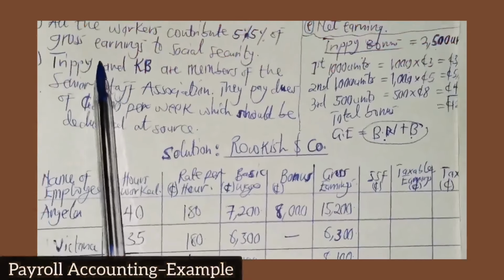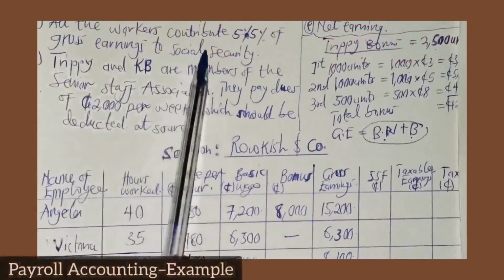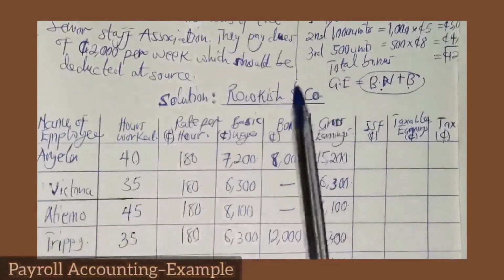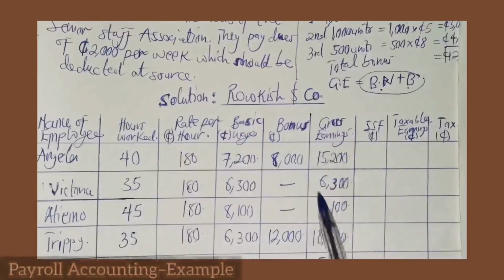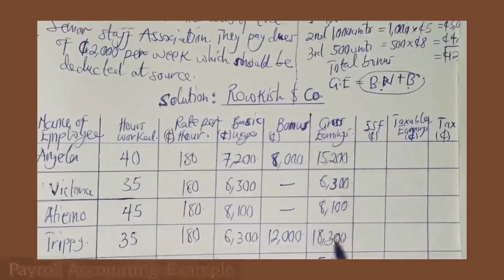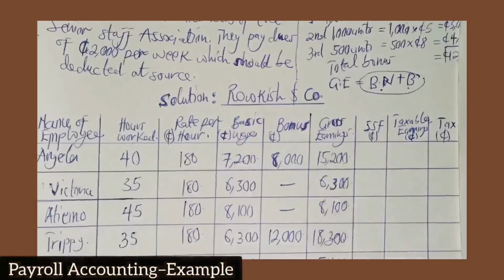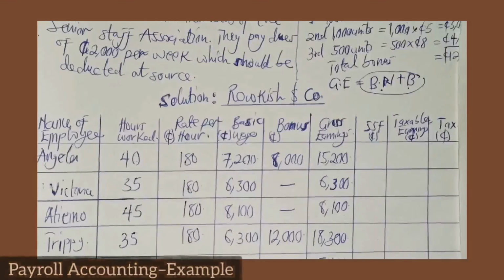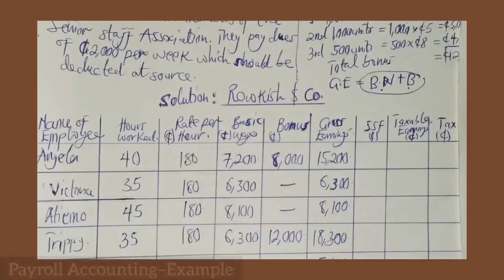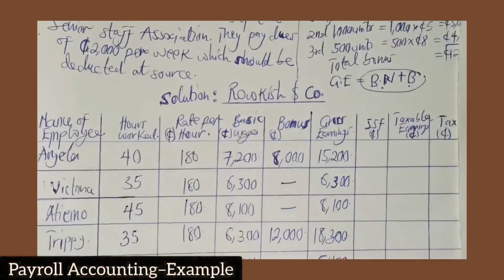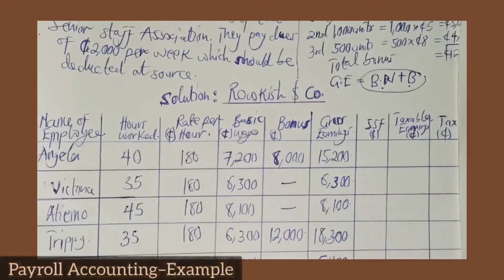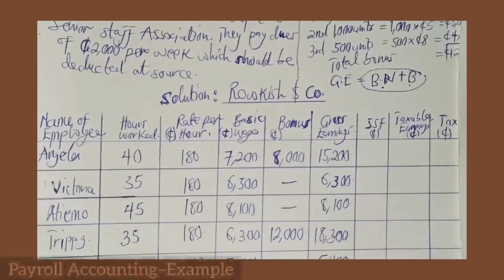That is calculated on what? Gross earnings to Social Security. So straight away you just take the 5.5% calculated on the gross earnings of every employee. Whatever you get, just use to fill this space. I hope that is clear. So let me do the first example for you. 15,200 for Angela multiplied by 5.5%. I had 836 for Angela.